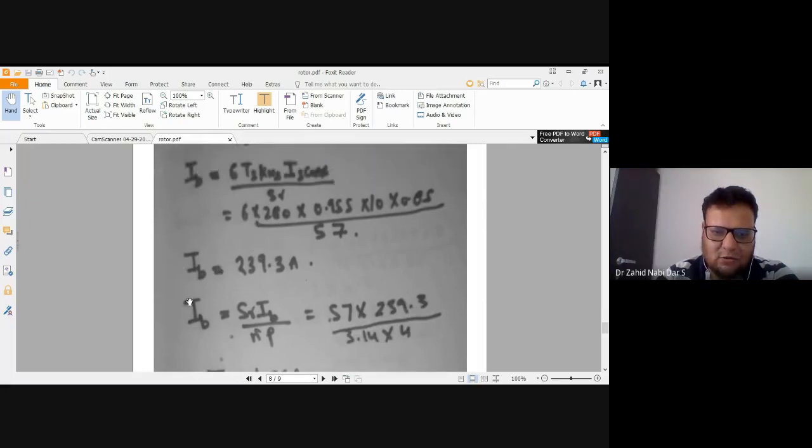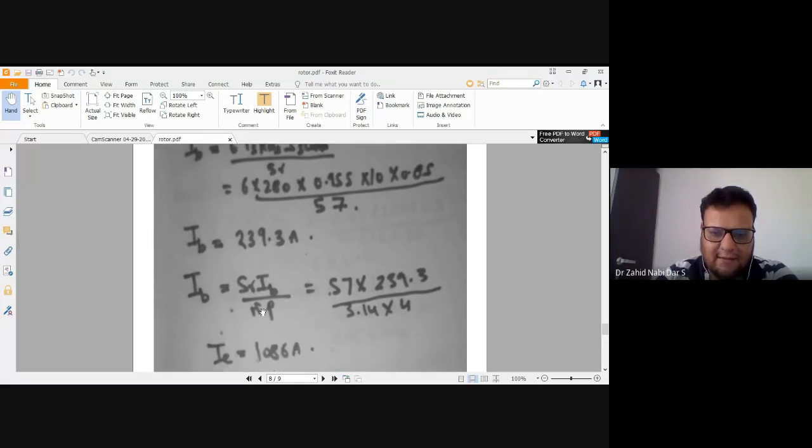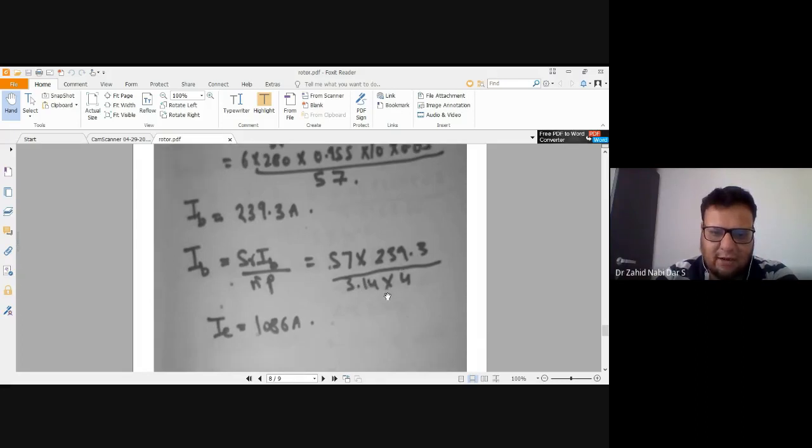Now your IB, the bar current, is equal to SR IB pi by P. If you have to take the RMS value, then you divide by root 2, but here there is no need, we are taking the maximum value. So SR is again 57, the bar current you just now calculated is 293.3, pi is 3.14, the number of poles is 4. You substitute it and you will get a value which I've already written here, 39.3.